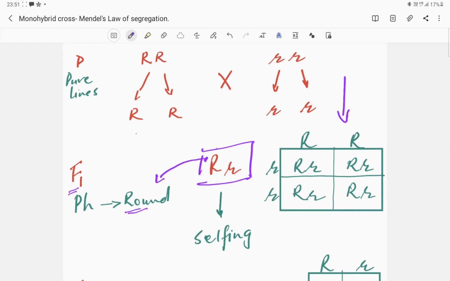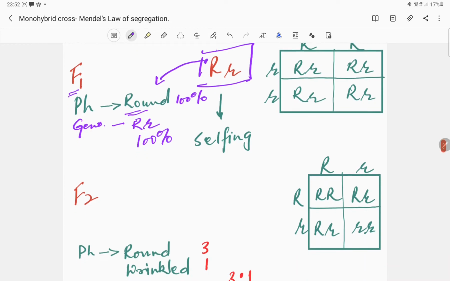So what is the genotype here? The genotype in the first generation is capital R, small r, and the phenotype is round. Is there any particular ratio? Well, all of them are 100%. So 100% genotype is capital R, small r, which is heterozygous dominant, and 100% of the phenotype is round.